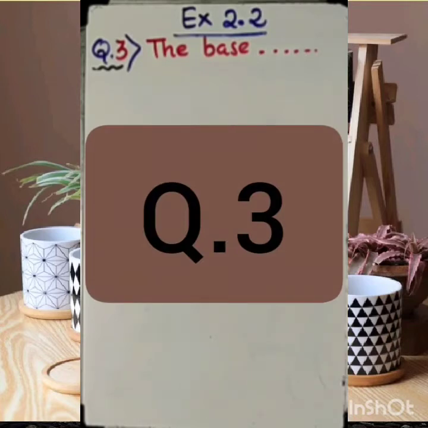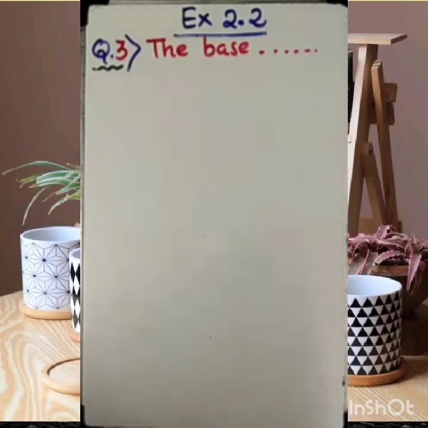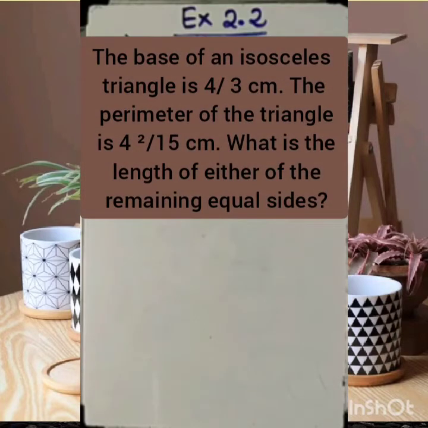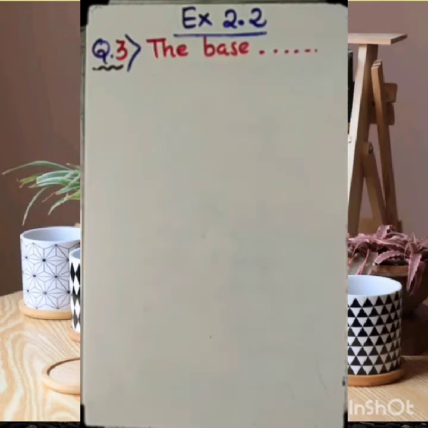So my dear student, now question number 3 is in front of your screen. Let's move with that. The base of an isosceles triangle is 4 by 3 centimeter. The perimeter of the triangle is 4 2 by 15 centimeter. What is the length of either of the remaining equal sides? What are we given? The base and the perimeter. But as it is an isosceles triangle, it has 2 equal sides which we are not given. For that we will assume x meter.